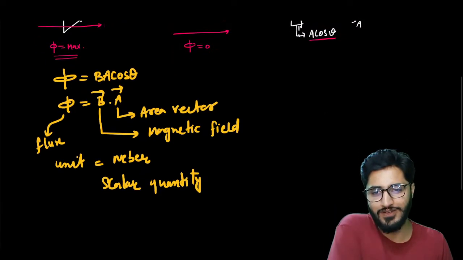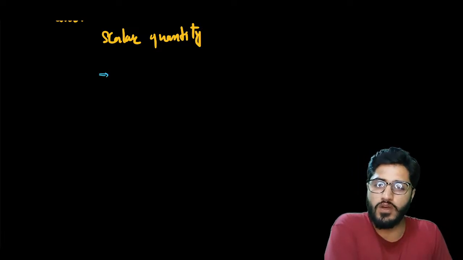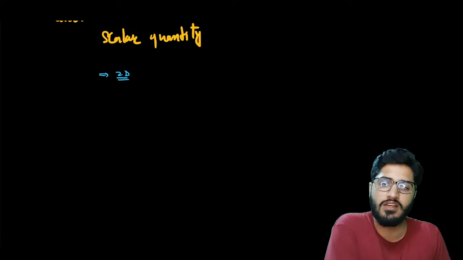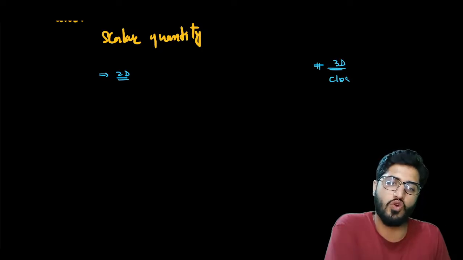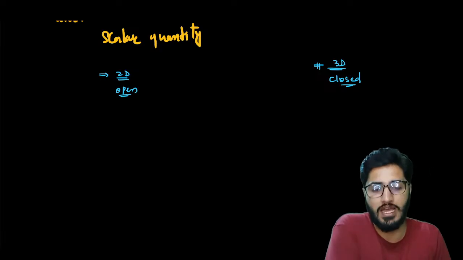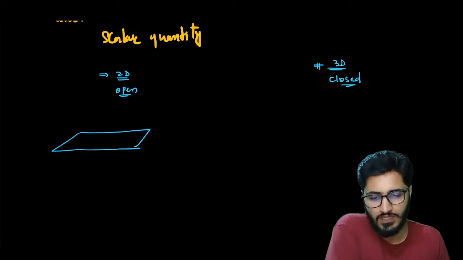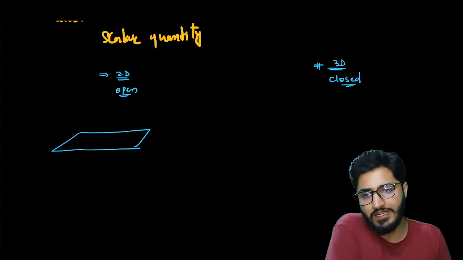Look now, same thing. There we did two things. One was if my surface is 2D, and one was if my surface is 3D. 3D simply means closed surface. 2D means open surface. Open means, let us suppose, if we have any square. This is my square. Done. And the area vector is always perpendicular to the surface. And my magnetic field is this one.